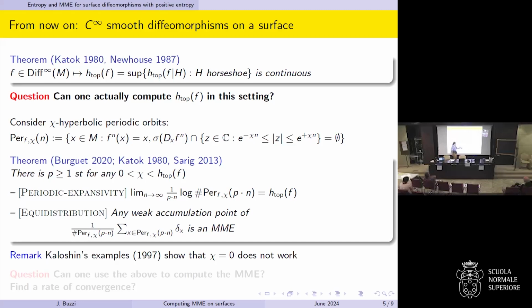So what is known by a lower bound proved by Katok, improved by Sarig, is that if you take chi strictly smaller than the topological entropy, then it is okay. David Burguet's theorem is more precise. It tells you, if you have some positive chi such that the lim sup is the topological entropy, then you take the same subsequence, you do this construction, and any accumulation point is an MME. Here the lower bound in fact proves a kind of separation property between periodic orbits, using the C infinity assumption and the surface assumption. It's quite a difficult theorem.